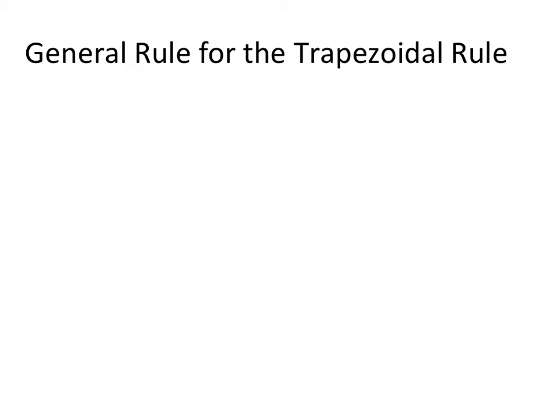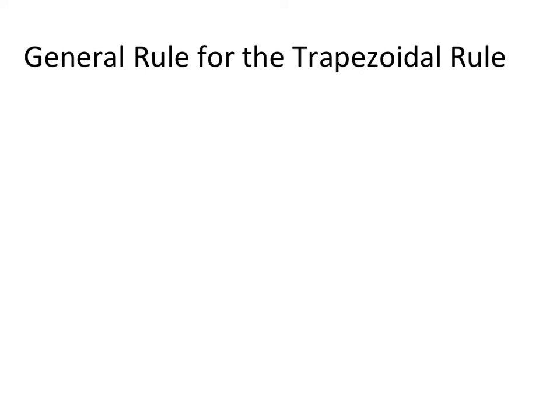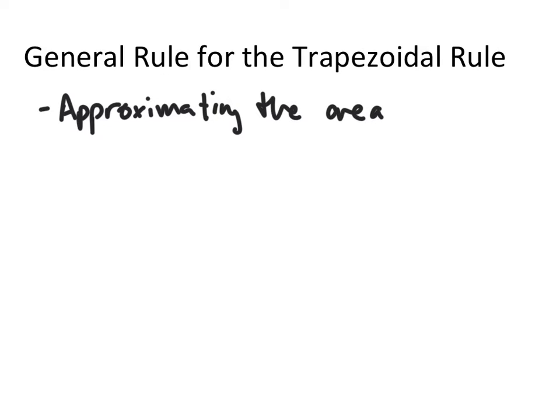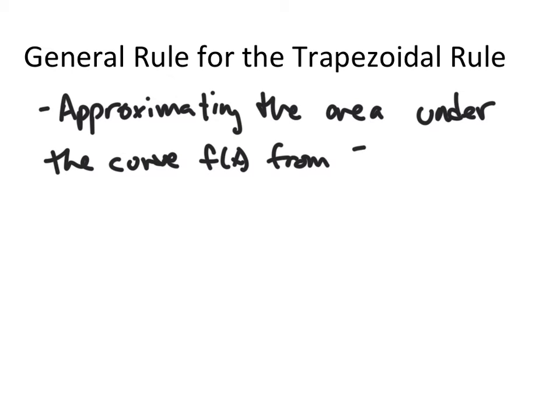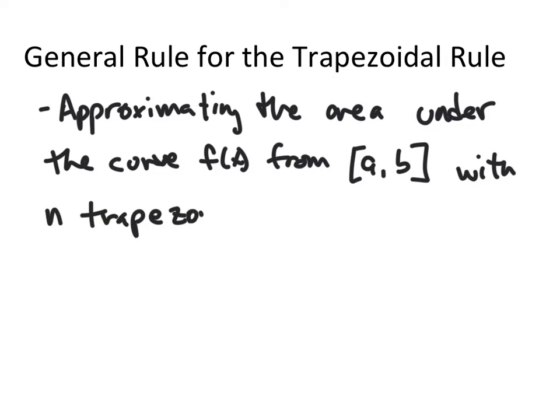So what I want to do is, let's say that we are approximating the area under the curve f of x from the interval from A to B with n trapezoids. Okay, so this is a general rule that will work for any sort of situation.